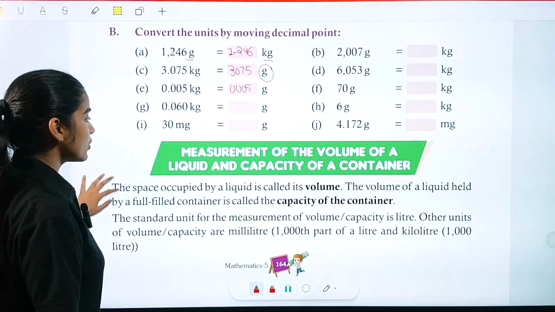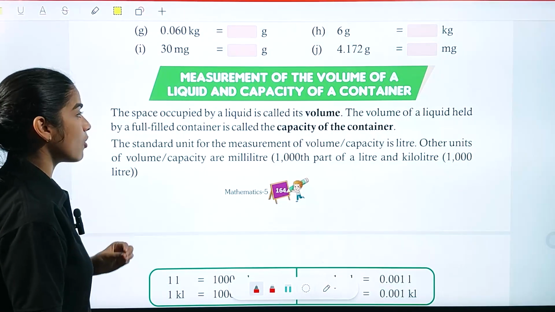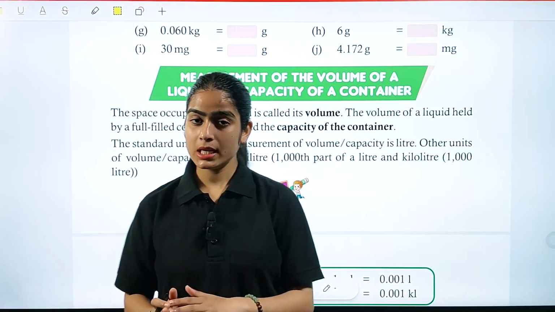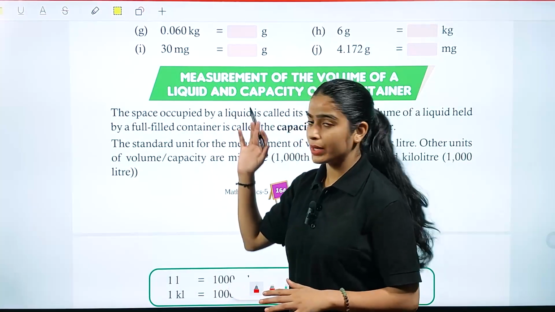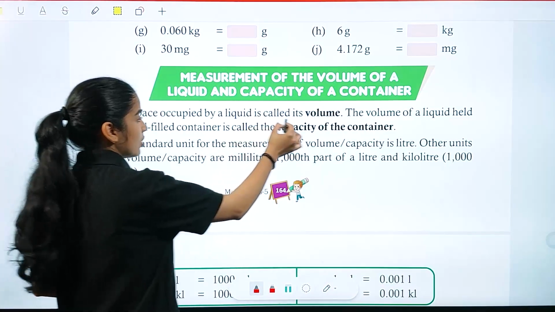After this we have moved forward to our new concept, which is measurement of the volume of liquid and capacity of a container. So till now we have understood about the length, about the weight. Now we are going to learn about the liquid volume. The space occupied by liquid is called its volume.